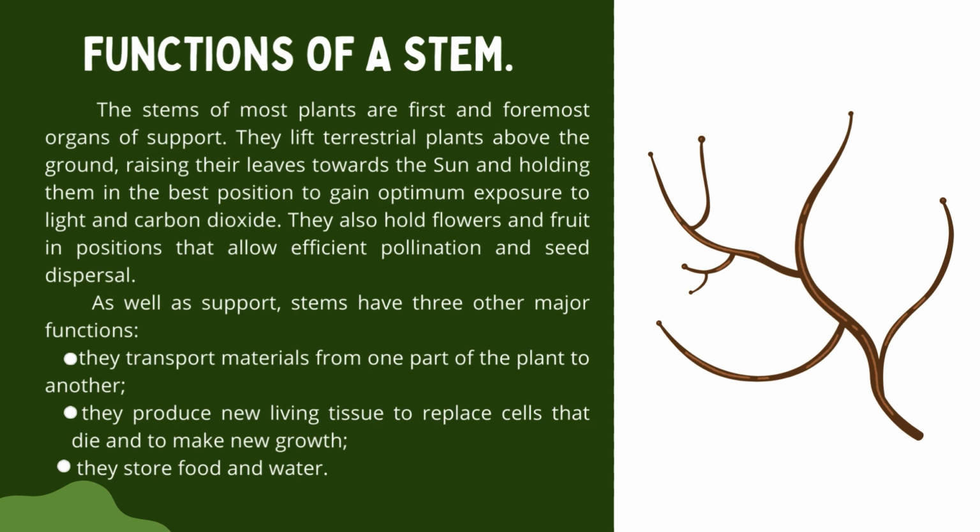Functions of a stem. The stems of most plants are first and foremost organs of support. They lift terrestrial plants above the ground, raising their leaves towards the sun and holding them in the best position to gain optimum exposure to light and carbon dioxide. They also hold flowers and fruit in positions that allow efficient pollination and seed dispersal.